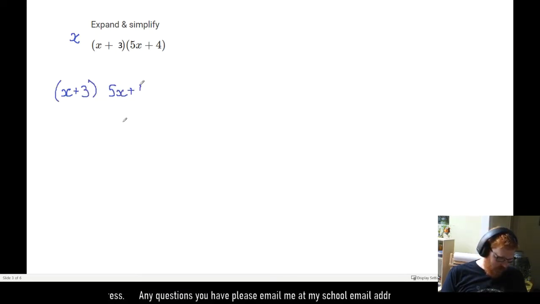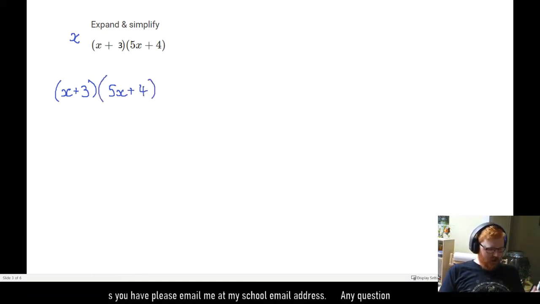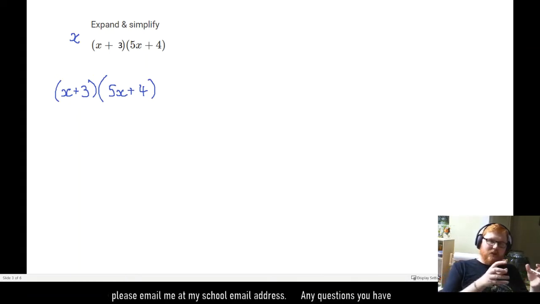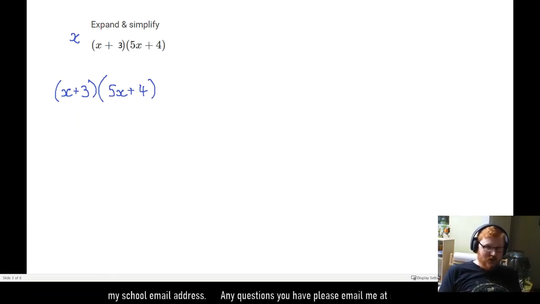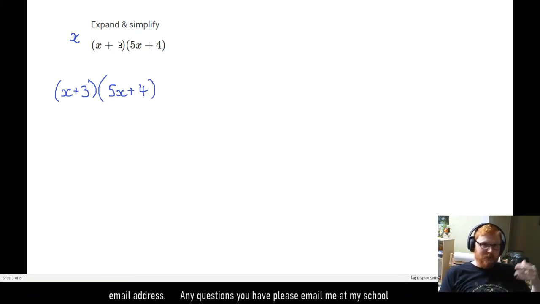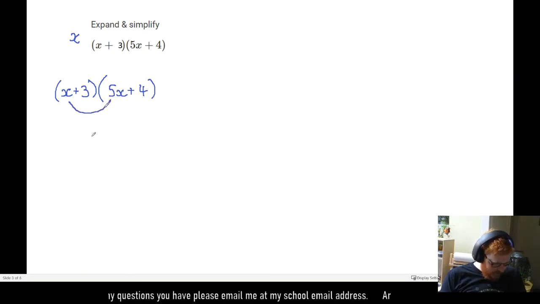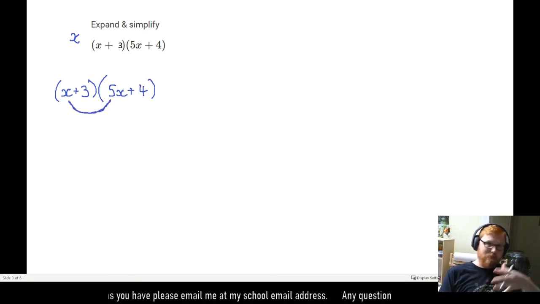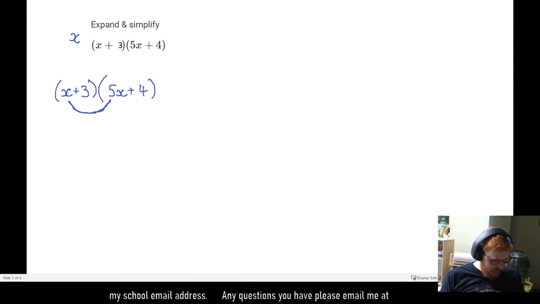Now when we are multiplying together two brackets, everything in the left bracket is multiplying everything in the right bracket. So what I like to do is draw lines to make sure that I've included all of the terms in that. So my x needs to multiply this 5x. So x times 5x is the same as 1x times 5x, or 1 times 5 is 5, and x times x is x squared.